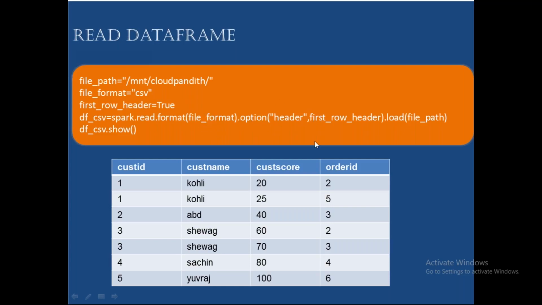Now options depend on the file. The options will vary. For CSV, you need header equal to true or false. Dot load: I want to load this particular file from this particular location. This is the location of the file, so from that location, I want to load the file. So finally, df.show. When you say df.show, it will display this data.